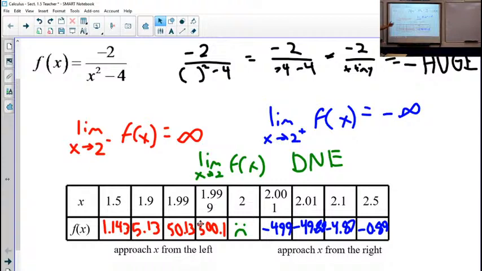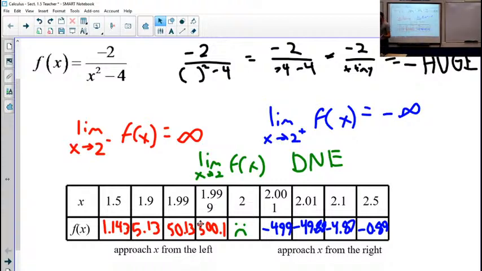And I could do a similar thing from the left, except since I'm a bit less than 4, it would be a negative tiny number. And so negative 2 divided by a negative tiny number is going to be a positive huge number, which will be the limit going to positive infinity. So that's what we're going to talk about.